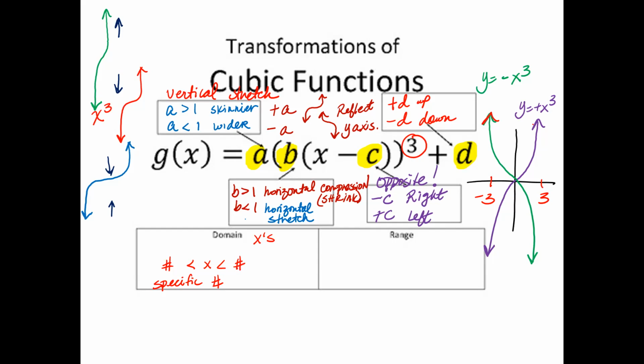Your range, do you guys see the little arrows that are going up and down here? Range are your Y's. Okay, your Y's are up and down. So do the arrows ever stop at a specific number on the Y-axis? No. So your range is going to be from -infinity to +infinity. And there are several ways of writing this. You can write it as -infinity, comma, +infinity in parentheses, or you can write all real numbers. These three ways, they all mean exactly the same thing.